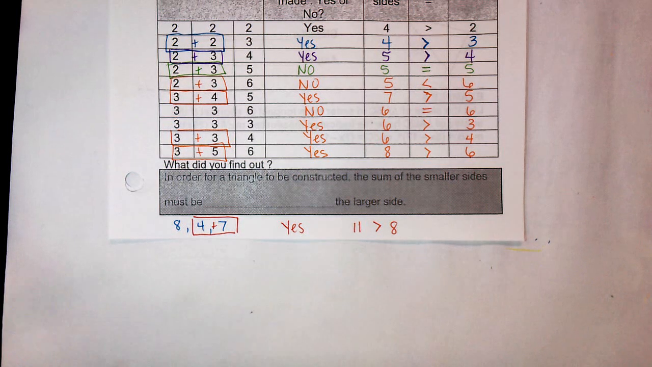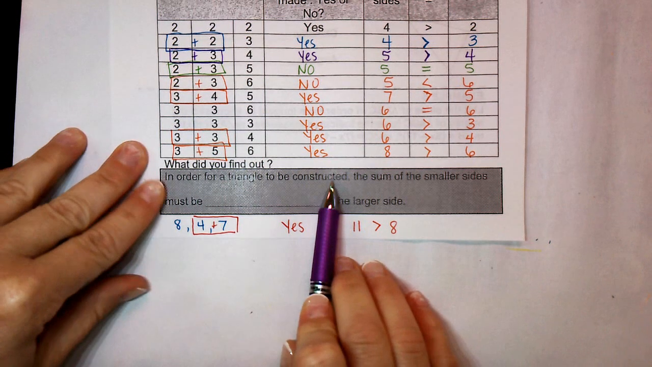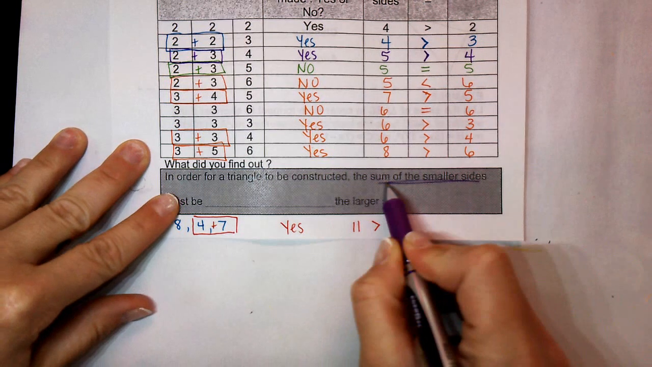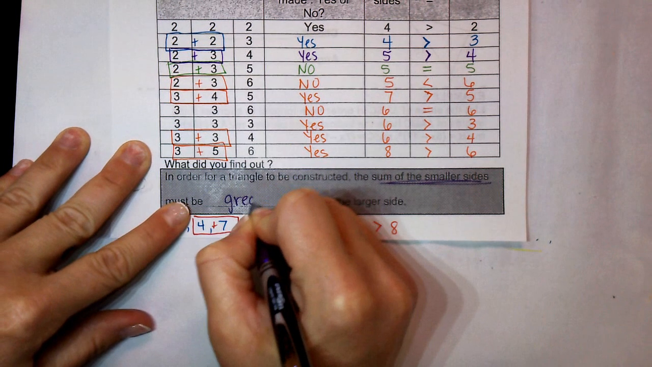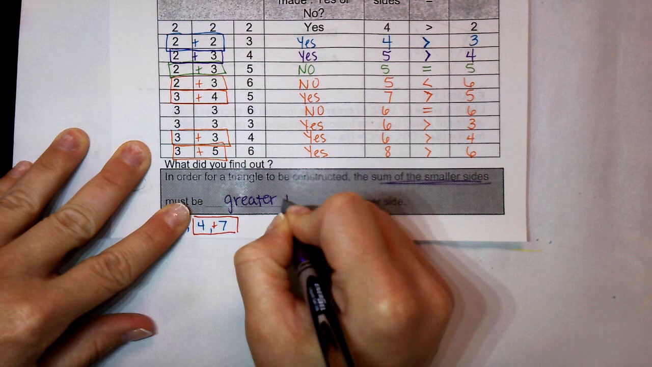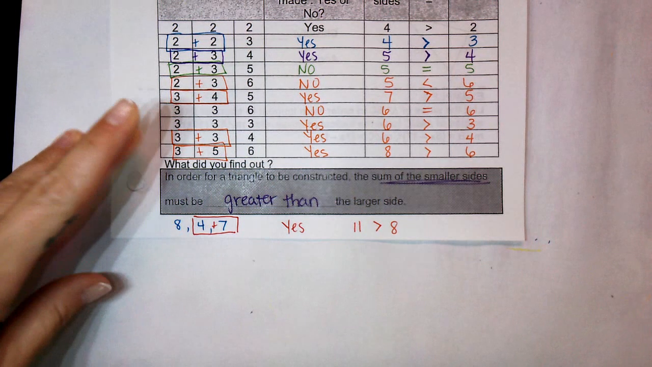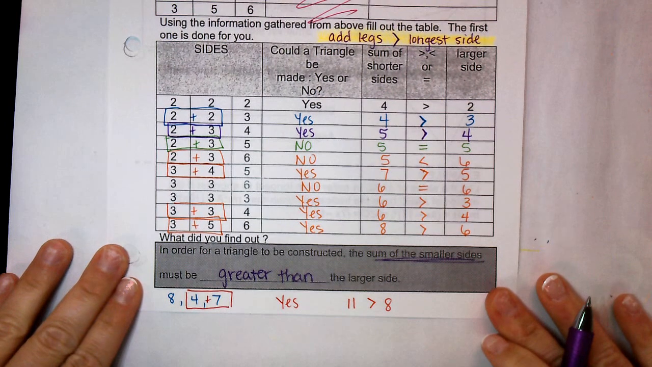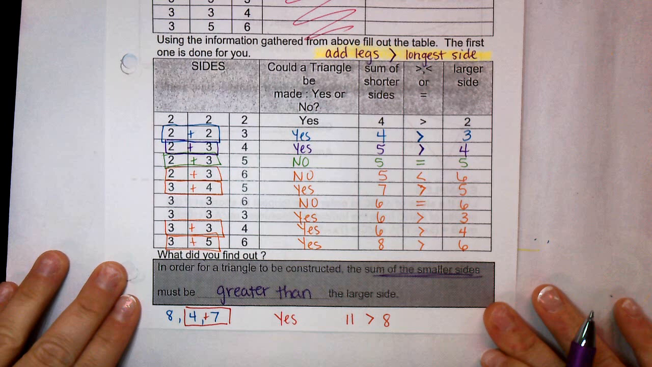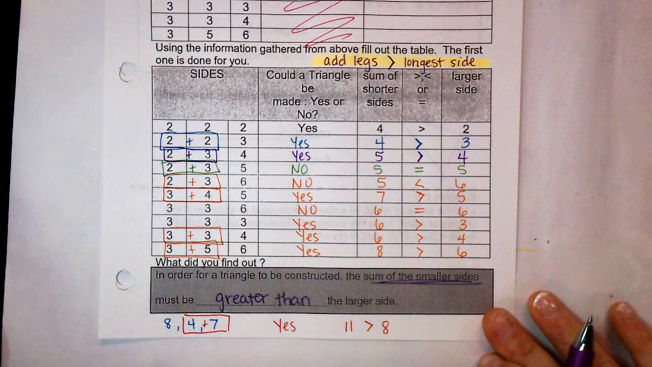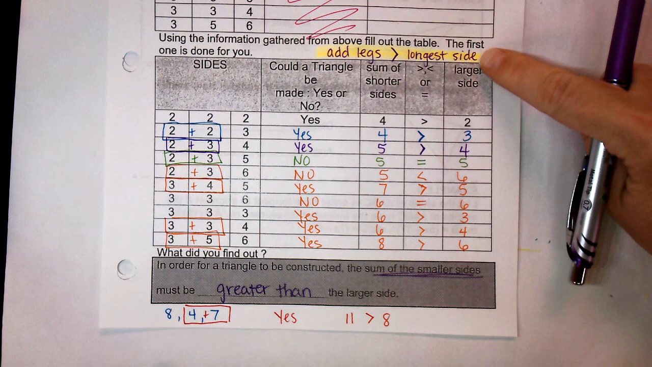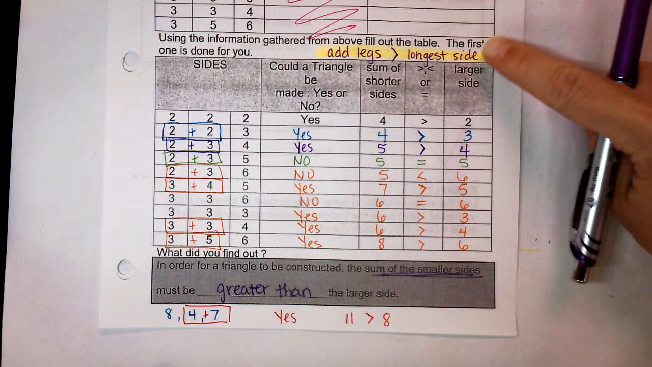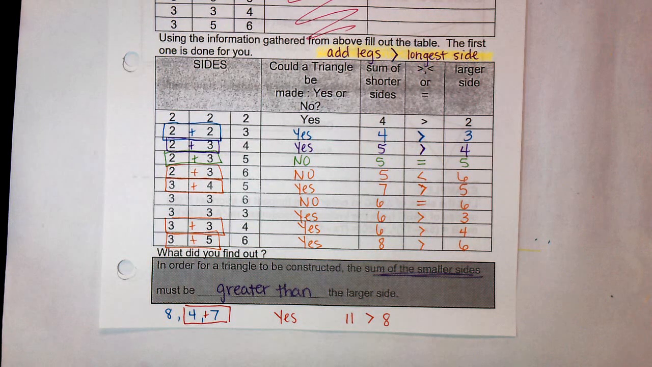All right. In order for a triangle to be constructed, the sum of the smaller sides, so remember, add the small sides, must be greater than the larger side. That's our little formula that we highlighted. So that's what the little box is. Add the two short sides, and it's supposed to be greater than the longest side. Flip the page for me.